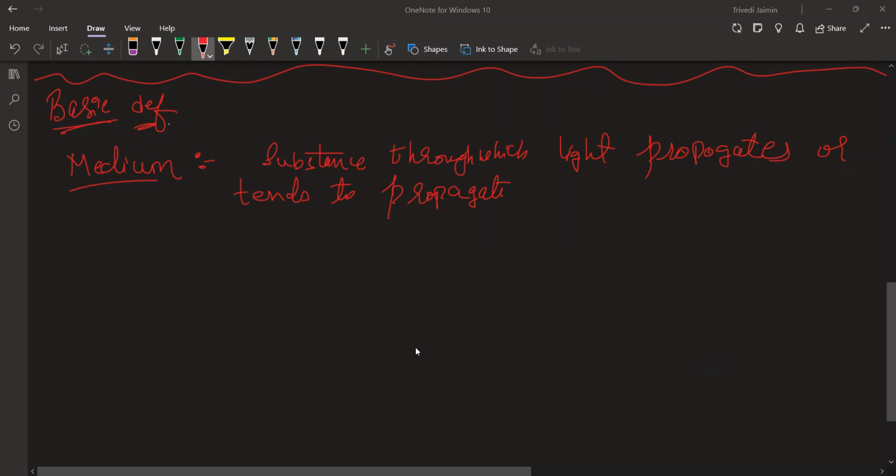Super. Now, the substance through which light propagates or tends to propagate is called a medium. In a medium, there are three substances: transparent, translucent, and opaque.